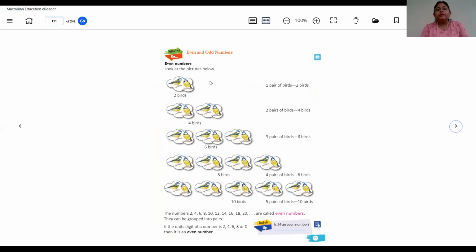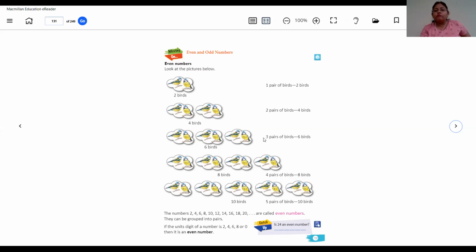So student, here we have one pair of birds. In one pair of birds, how many birds do we have? One and two. So in one pair of birds, there are two birds. It means two is an even number. Now move forward. Here we have two pairs. In one pair we have two birds, in another pair we have two birds. So the total number of birds will be 4. So that's why we call it an even number.